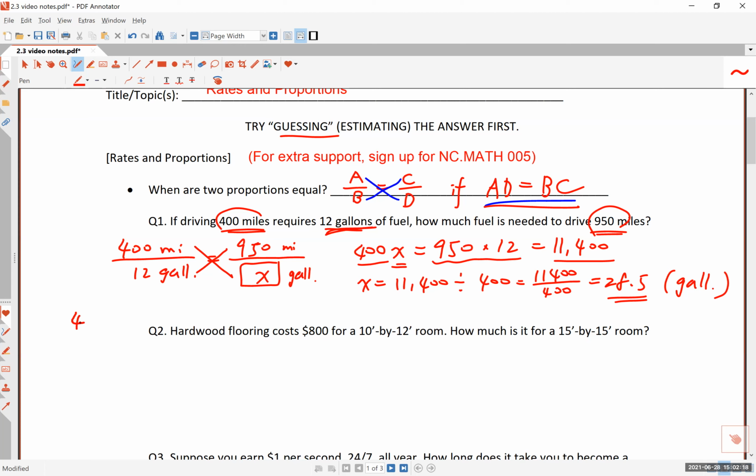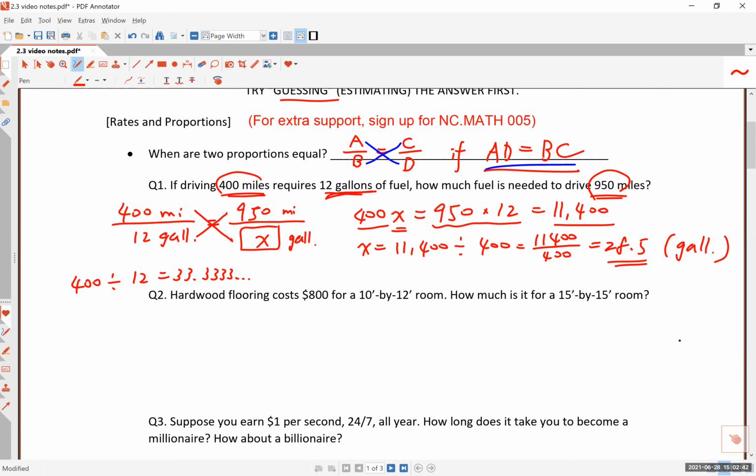Here's another way to solve this problem. You are given that you can drive 400 miles by consuming 12 gallons of gas. So if you divide 400 by 12, you get 33.3333 repeating. What is that number? Okay, if you are fuel efficiency conscious, you probably know what that number is, right? The number of miles divided by gallons. This is miles per gallon. And this represents the fuel efficiency of the vehicle.